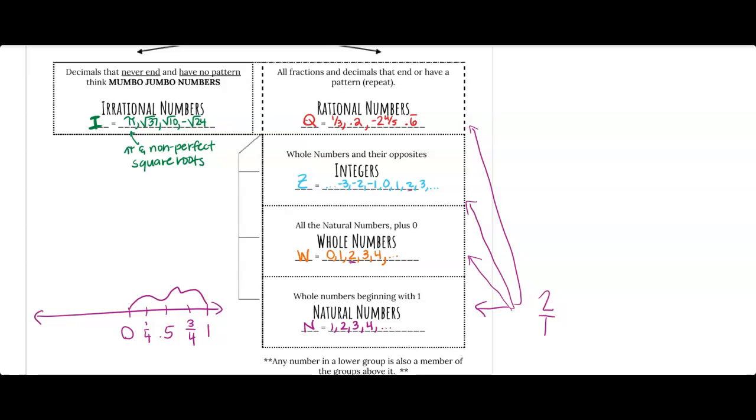Integers, whole, and natural are also all the things above them. That's why they're in this table the way they are, and that's what this little line thing makes. Everything that's rational is rational, but everything below it also builds up.